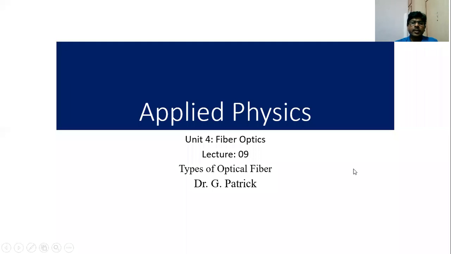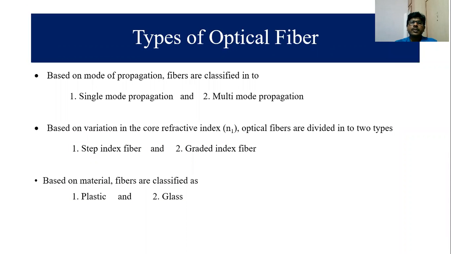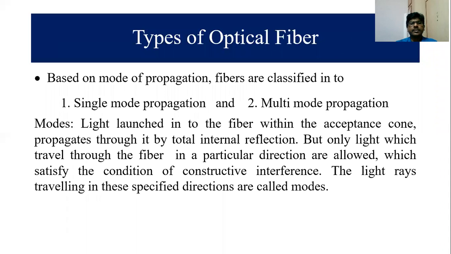In this lecture, we are going to study about types of optical fibers. This is lecture 9 of unit 4, the chapter fiber optics. We shall see the types of optical fibers. Based on the mode of propagation, fibers are classified into single mode propagation and multi-mode propagation. Based on variation in the core refractive index, optical fibers are divided into a step index fiber and graded index fiber. And based on material, fibers are classified as either plastic and glass.